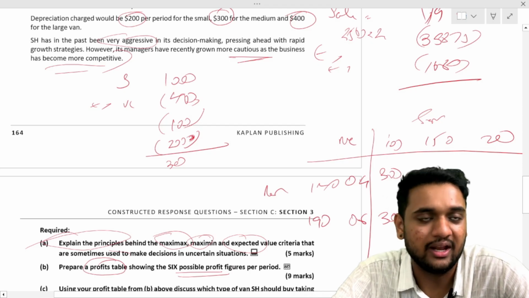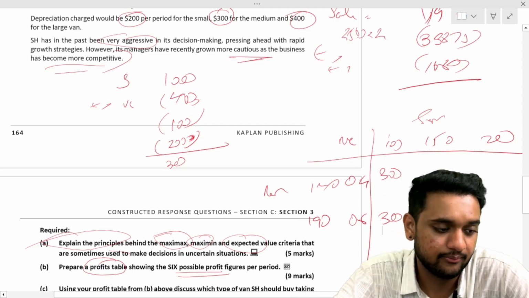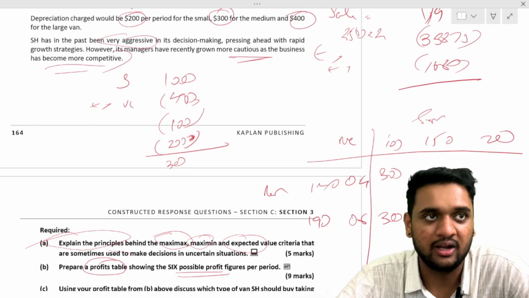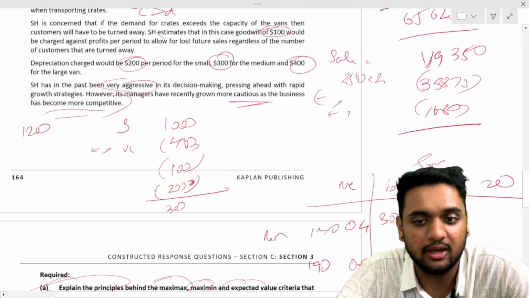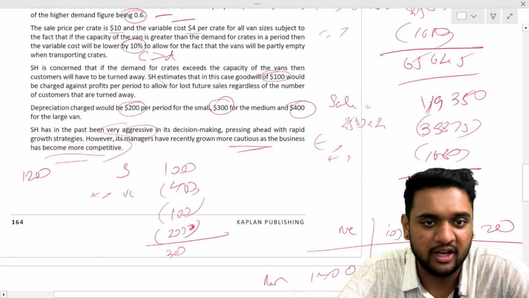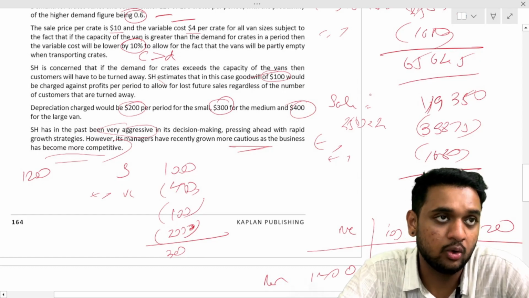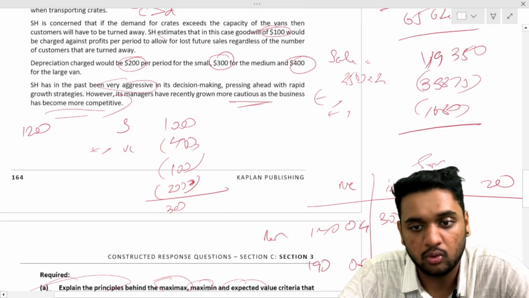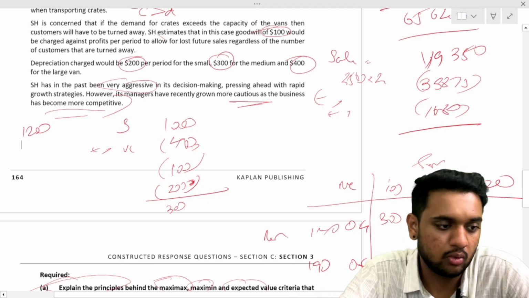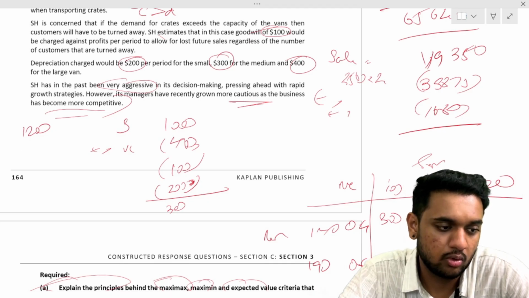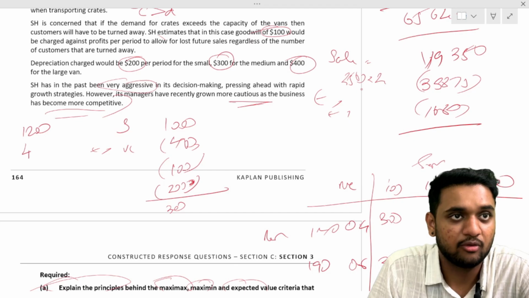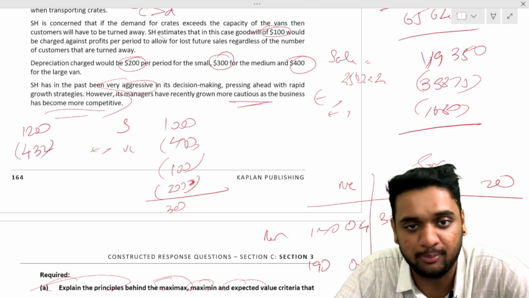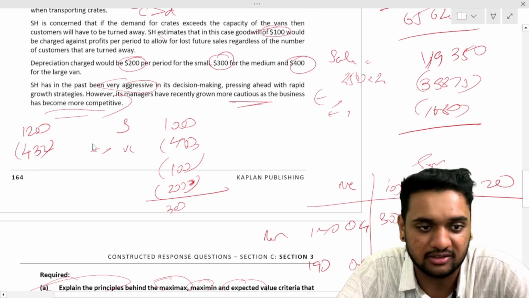Capacity is 150, only 120 customers came. In that case, what will be the sale? Sales will be 120 into 10, 1200. Variable cost will be 120 into 3.6. How much will you get? 432 will be the variable cost, because 10% we will save. Capacity is more than demand, so 10% we will save.